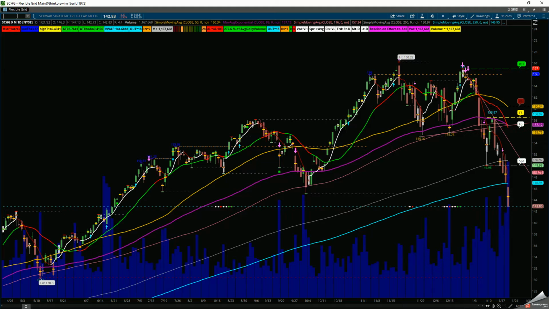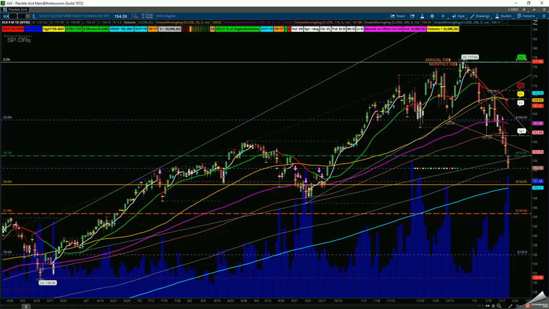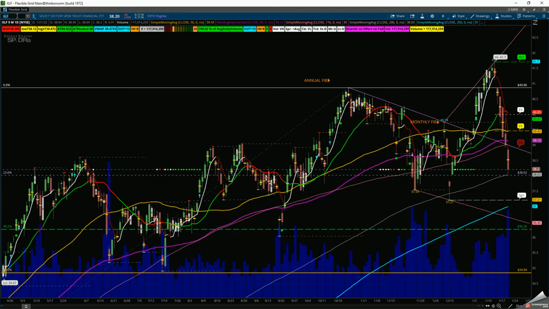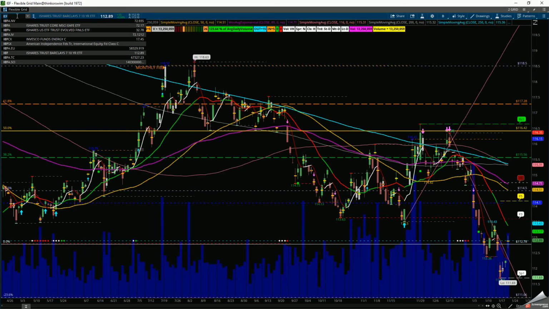Let's take a look at XLK. This is the tech sector. We can see we are sitting on the 200 SMA. Pay attention to the XLF. The financial sector has fallen a little bit. XLE, we're going to pay attention to the banking as well as interest rates. IEF, similar situation, interest rates. IEI.